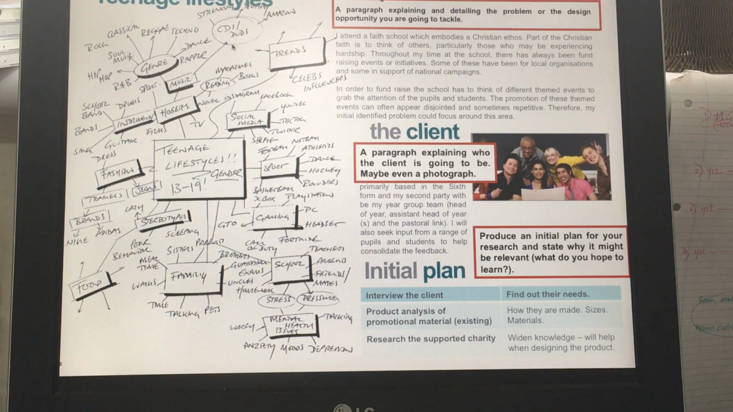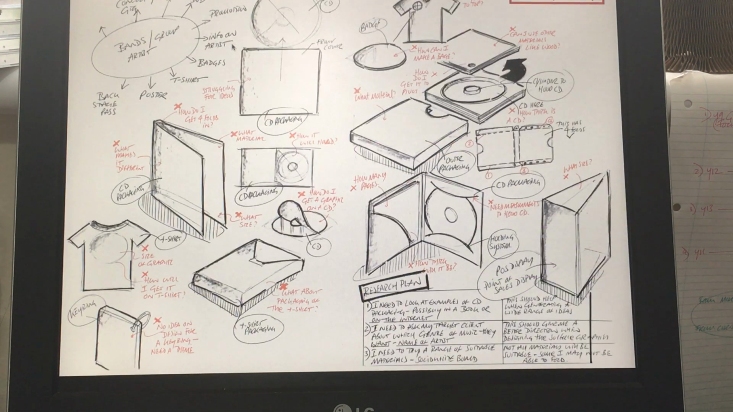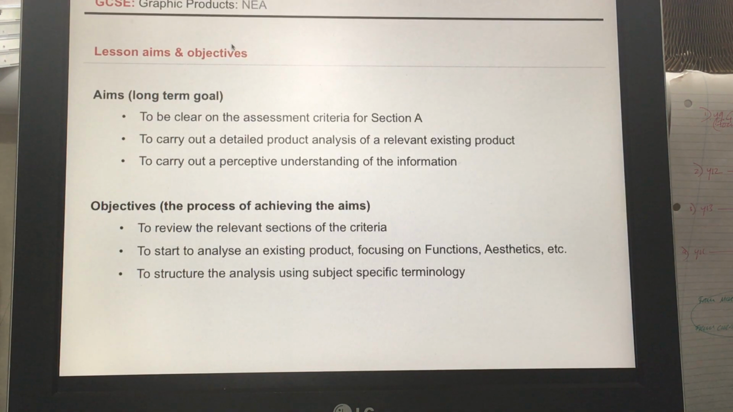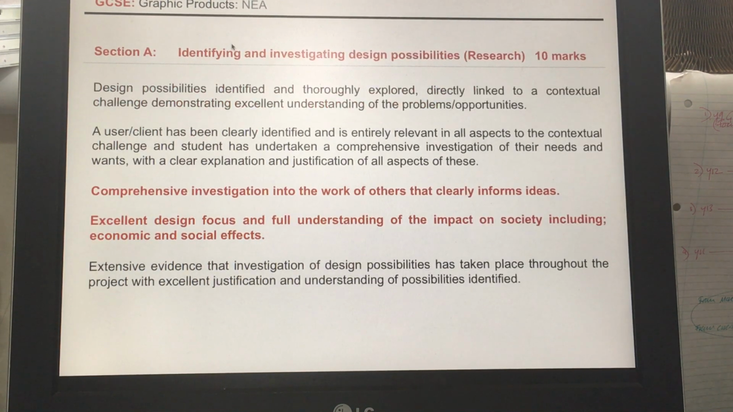So one, you've got your contextual challenge, the investigation, the problem, the client, and the initial plan. Then you've got your initial thoughts where you've attempted to have a go at solving the problem. This should flag up a number of problems that you don't know, like what size, what materials, what surface graphics are going to go on there. And then you've got an initial research plan drawn up in the bottom right hand corner or somewhere on the sheet. This is what we're going to look at today, so make sure you're clear on the assessment for section A and the relevant sections we're going to be using.